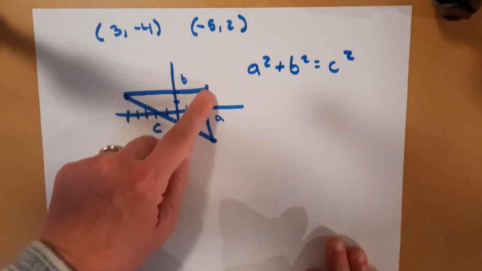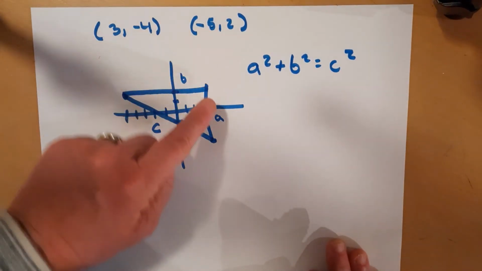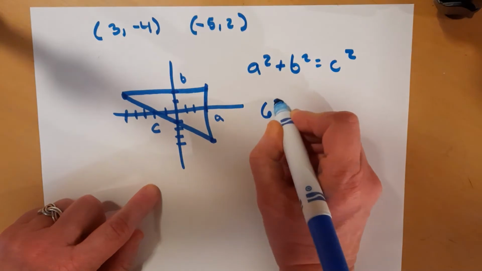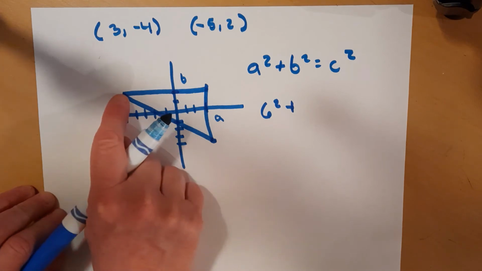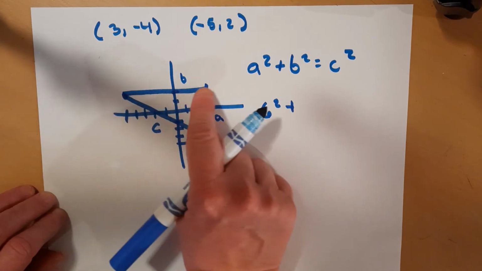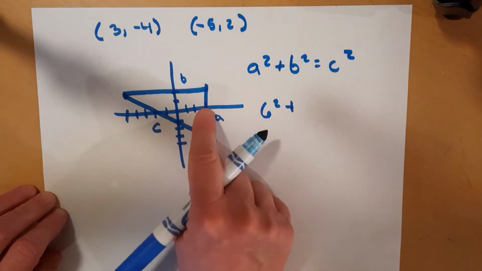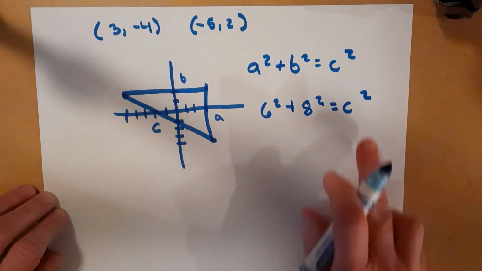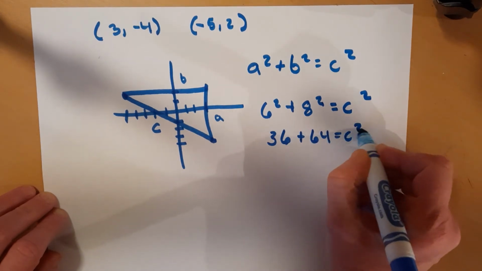So what is this distance of A? A is 6 because it goes from 2 up here down to -4 down here. So that's 6 spaces. So A would be 6, and we're going to square that. B is 8 because it starts here at -5 and goes over here to 3. That's 8 spaces in there. This is -5, and this is 3. So it would be 6 squared plus 8 squared equals C squared, which is 36 plus 64 equals C squared.